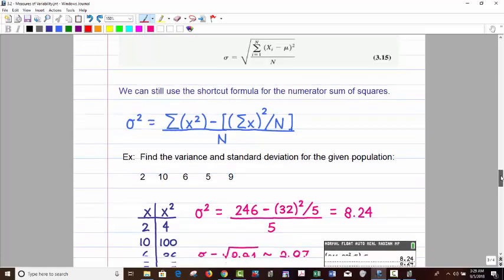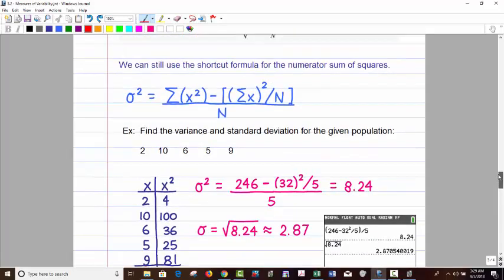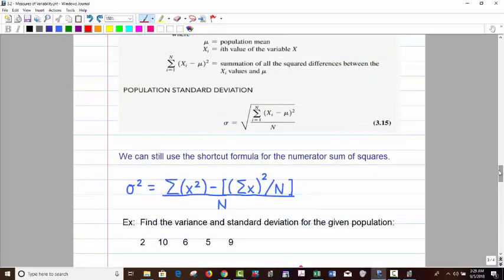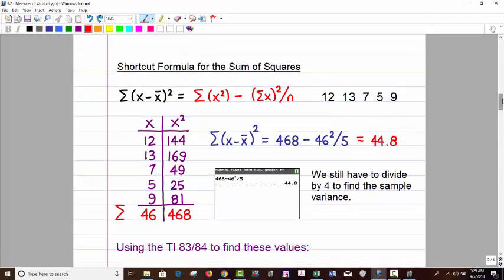So let's see if I did... I thought I had the other. No, I didn't, but I'll just mention this. Let me scroll back up to that first one. Right there. So let's say you were told in the problem that this data set was a population instead of a sample. You would take that 44.8 and divide it by 5 instead of 4. So the numerator is not affected at all. It's the denominator that's different, and then of course that will make the answer different.